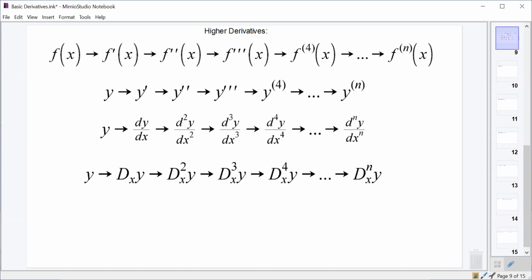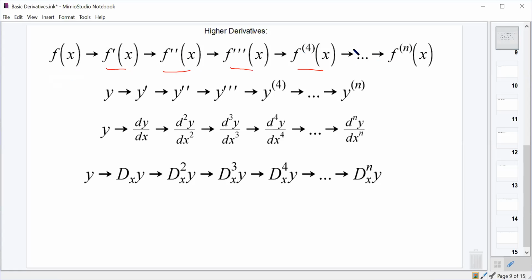So just so you could see it, and I'm just going to quickly talk about this, and then if you want to copy these down later from the notes, you can. But you'll see these so often that you'll get used to it. If I have f of x, its derivative is f prime. Its derivative is f double prime. Its derivative is f triple prime. And its derivative is the fourth derivative of f.